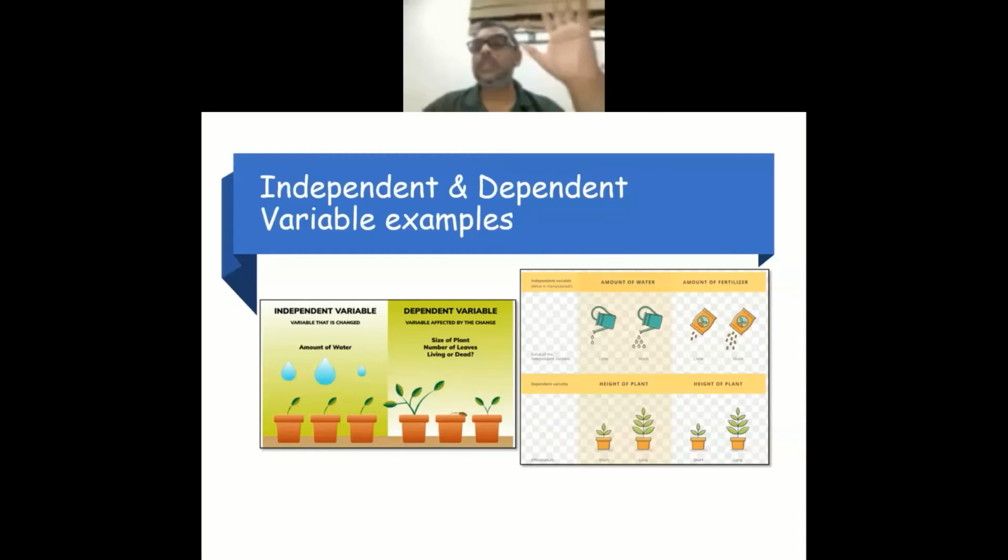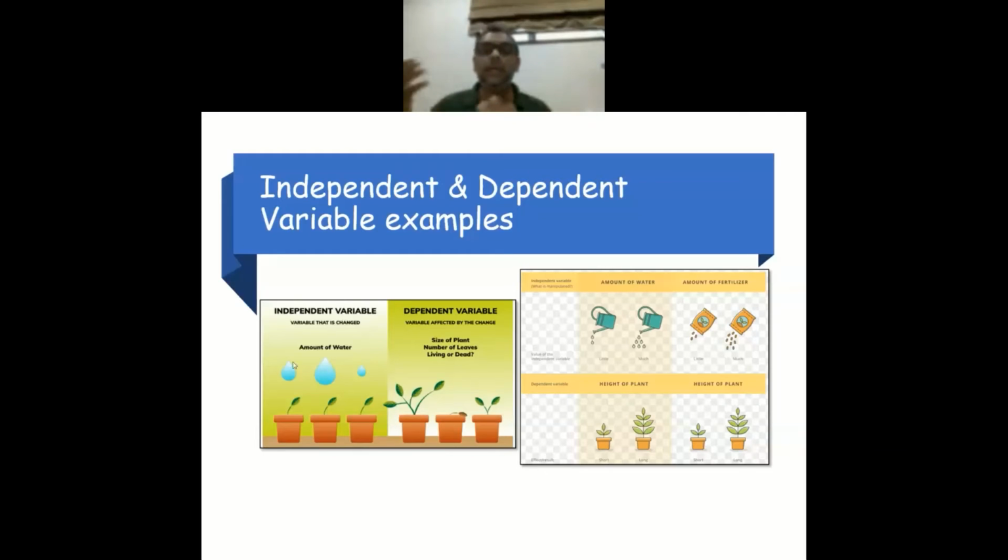Okay. Dependent variable is affected by the change. The size of the plant, the number of leaves, living or dead. So it's dependent. Okay. So independent is something yang berubah. So how does this diagram on the left relate to this? Lagi banyak air diisi, lagi besar pokoknya, lagi banyak daunnya, and dia akan hidup lah. Okay. So this is the example first.